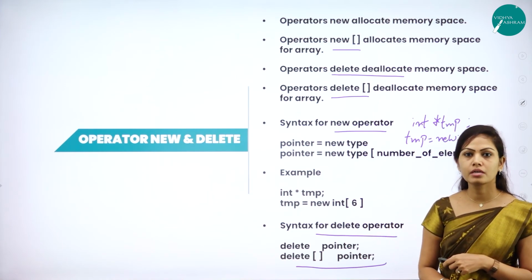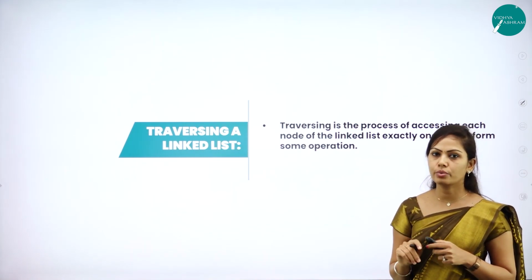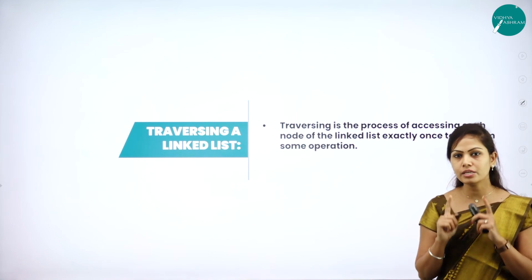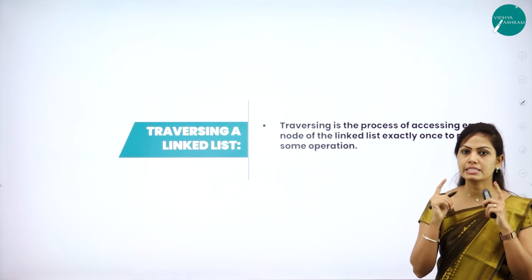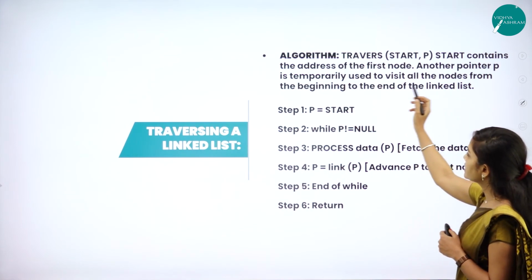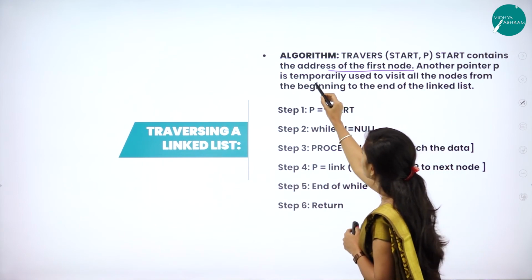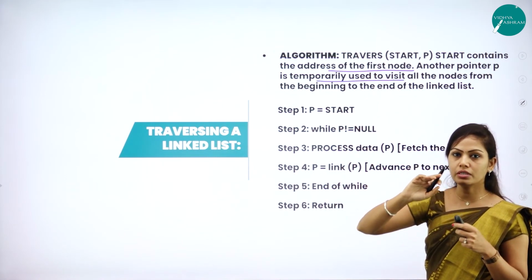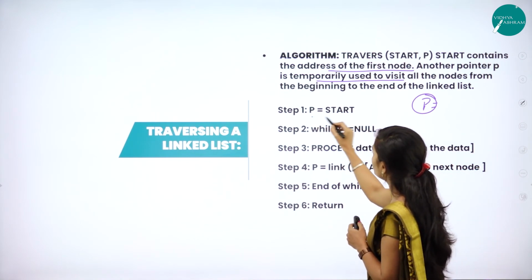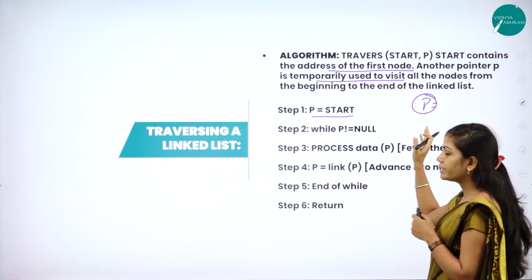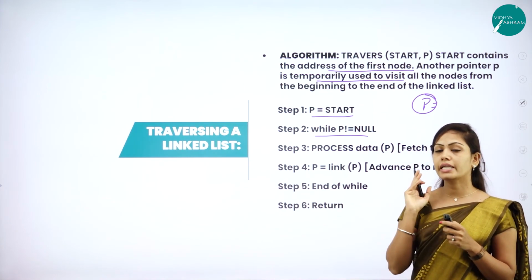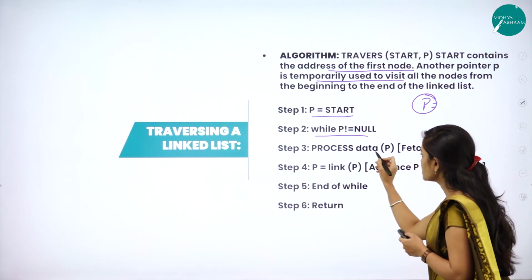So the next operation is traversing. Traversing a linked list is a very important question. Traversing is the process of accessing each element of the linked list exactly once. That means it visits each location of the element exactly once. So next we'll see the algorithm for the traversing operation. Traverse start P. Start contains the address of the first node. Another pointer P is temporary, used to visit all the locations of the linked list. P is equal to start means it starts visiting each element of the linked list exactly once. Then we check the condition P is not equal to null, whether there is an element for visiting each and every node. Process data of P.